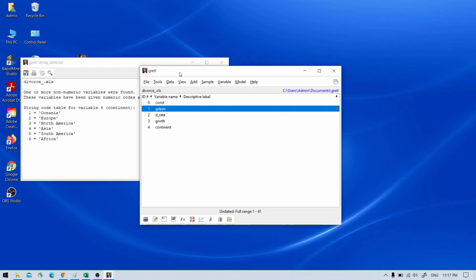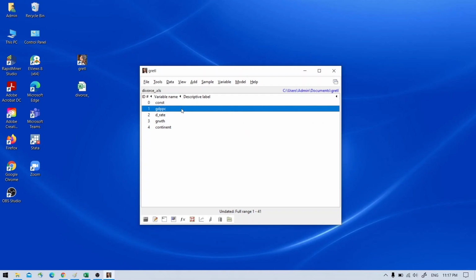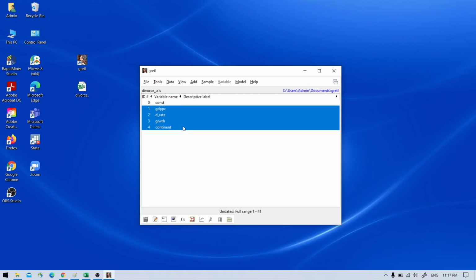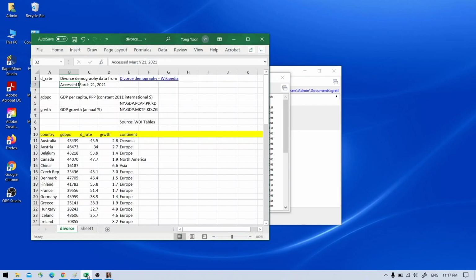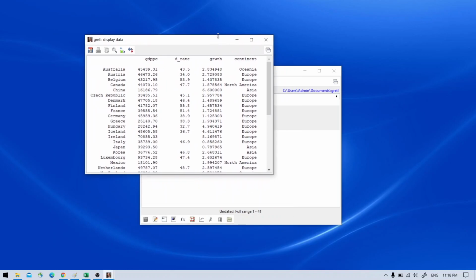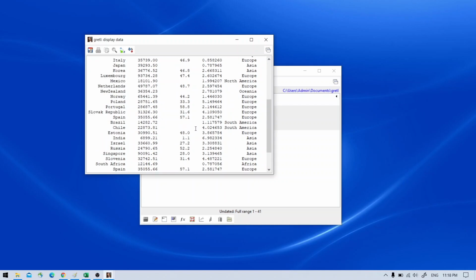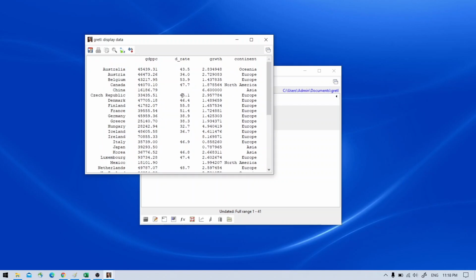And here is where we have everything. Let's take a look. If you open up everything, just select, hit enter, and there's the data. So it looks exactly like what we had in Excel. Now the first thing to realize is that there are some missing pieces of data here. For example, we don't have the divorce rate for China and for Ireland and for Japan and Mexico, etc. So you have to be careful about that.